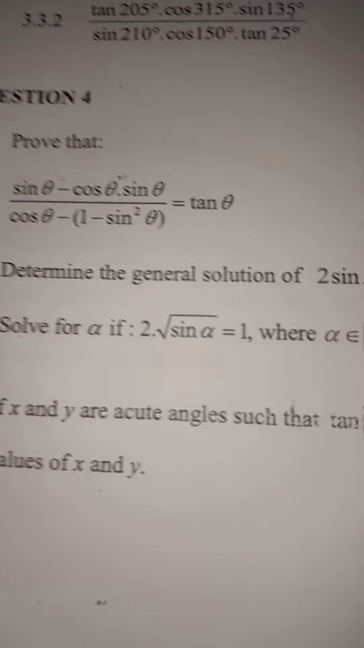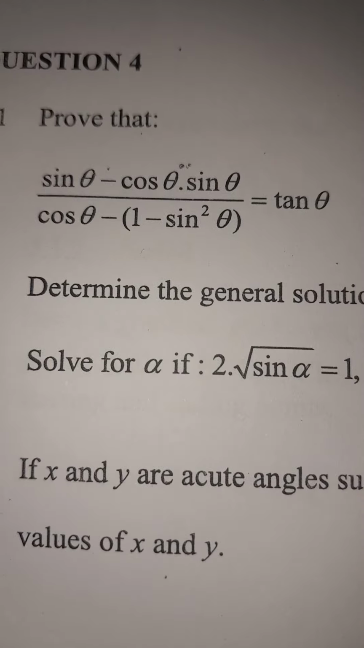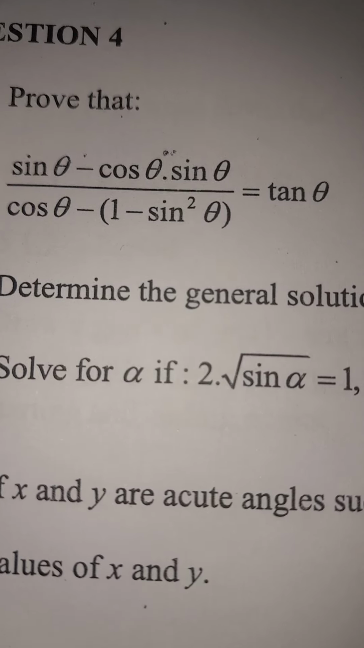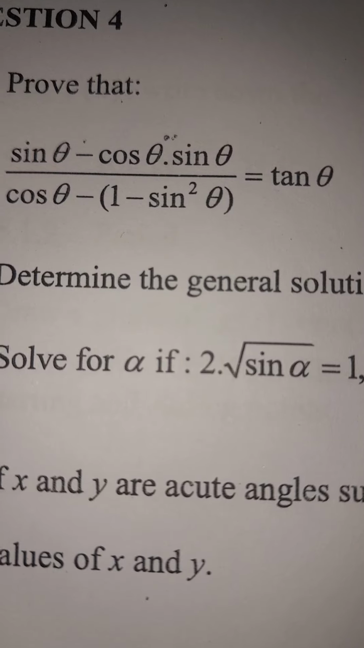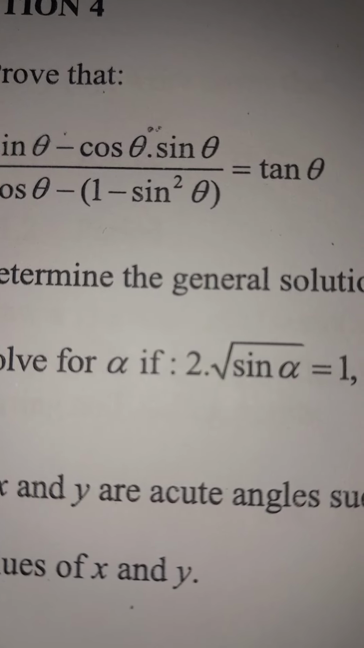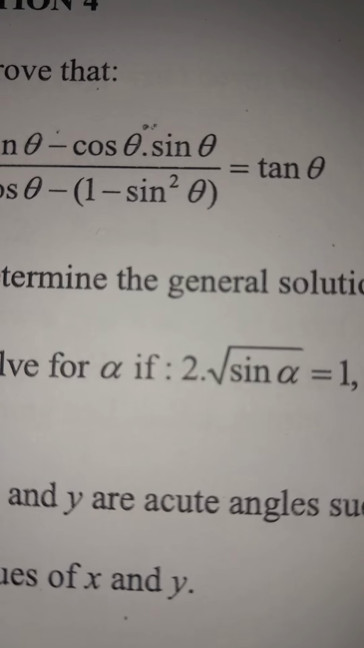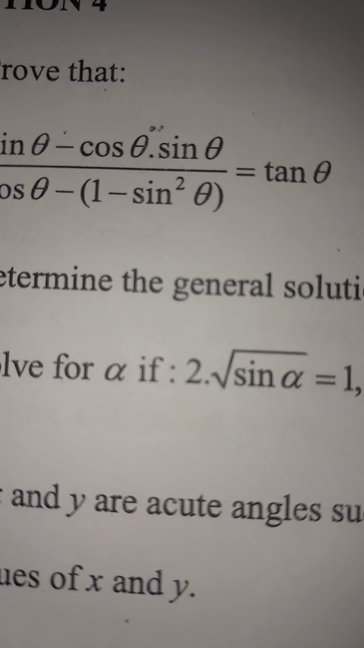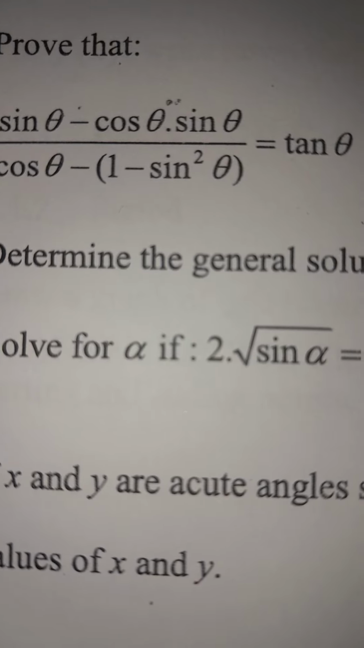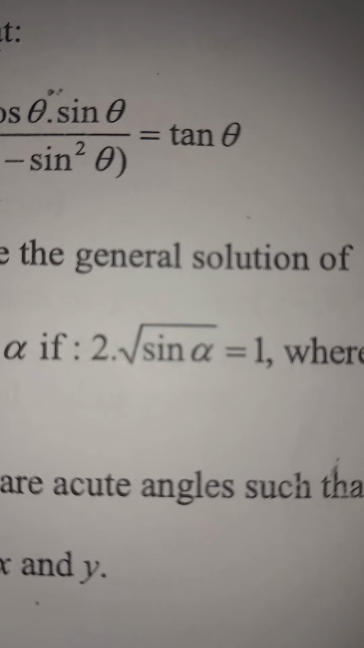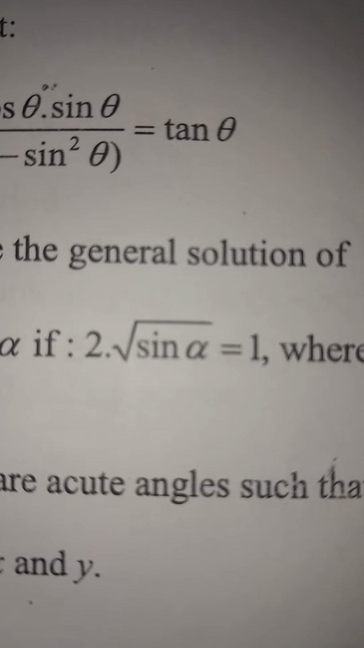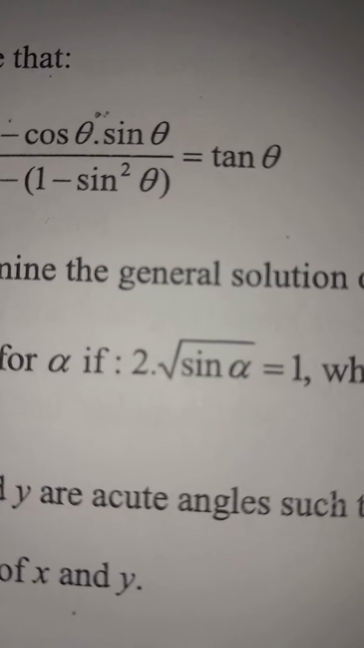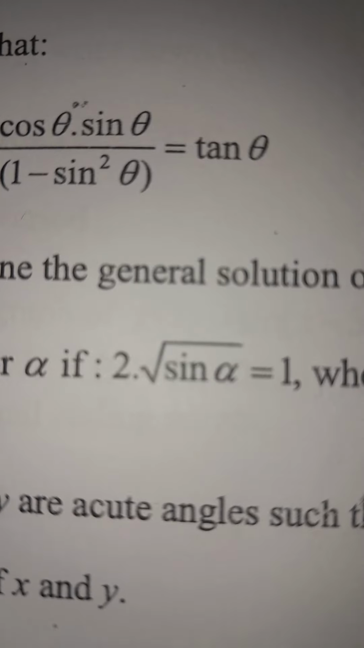Right, so let's start with the first question there. It says prove that (sine theta minus cosine theta) divided by cos theta, open the bracket, 1 minus sine squared theta, which is an identity, is equal to tan theta. So the easiest side that we can work with is the left hand side. The right hand side is quite tedious because when you change it, it will be sine all over cos. So that is quite tedious to work with. So I prefer that we choose the left hand side.